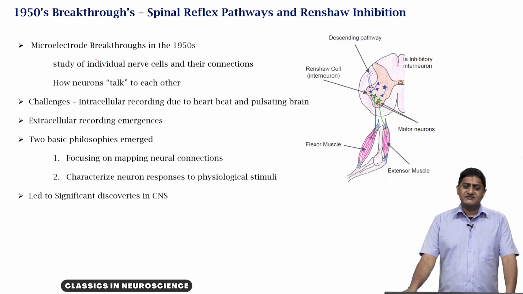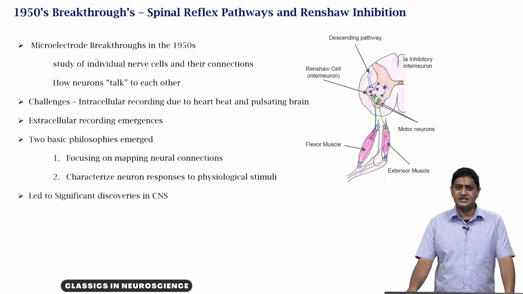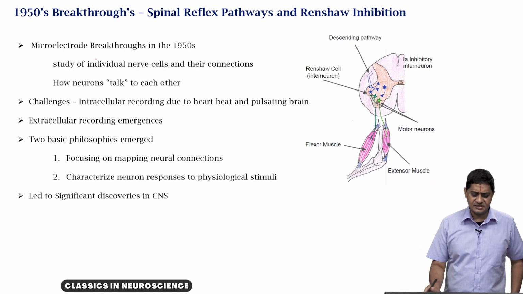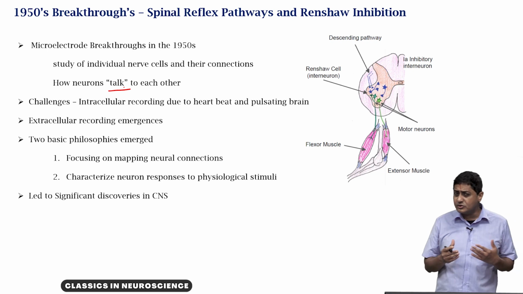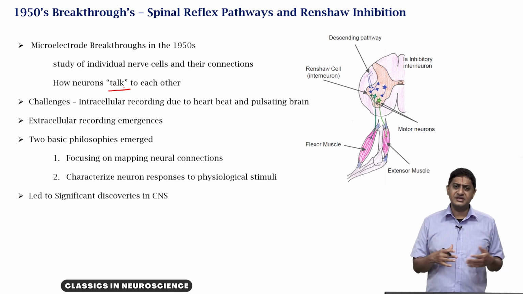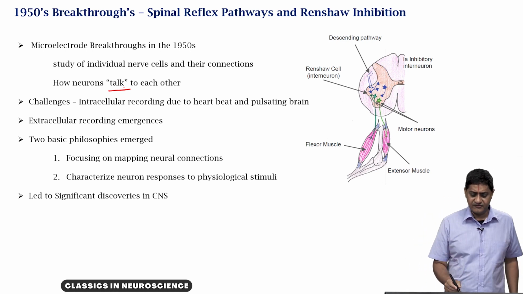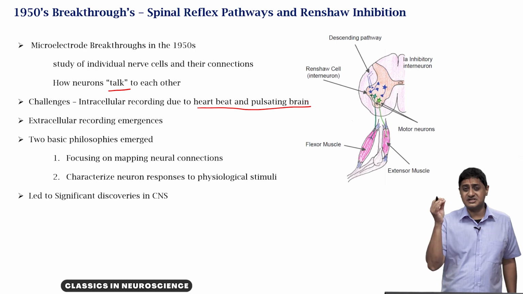Of course, there was this breakthrough of the use of microelectrodes in the 1950s. This helped people to study individual neurons and the connections of the individual neurons. They were also interested in studying how neurons talk to each other. So far, in the most general case, they communicate with each other through chemical synapses. That is what we have seen. Intracellular recordings in the brain were a relatively challenging task because of heartbeat and pulsations in the brain.